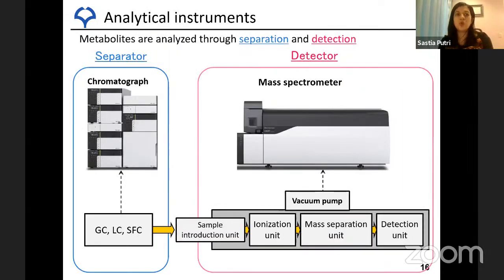Then for the data acquisition, there are many different kinds of analytical instruments that you can use. Usually the most common that we use in our laboratory is a combination of a separation technique and a detection technique. For the separation technique, we use chromatography, either GC or LC. Before, we also used supercritical fluid chromatography. We don't use that anymore; we mainly use GC and LC right now. And we detect using a mass spectrometer. Why mass spectrometry? Because it's very sensitive and it has very good metabolite coverage, so it's suitable for metabolome analysis.